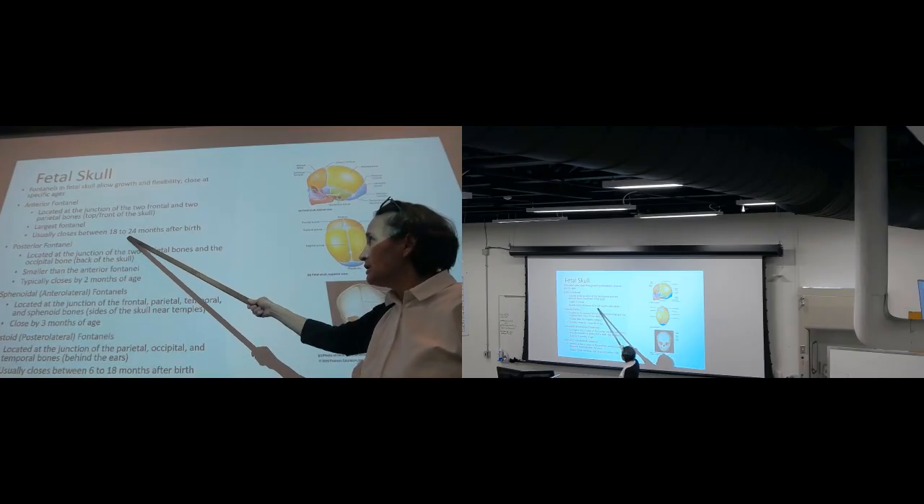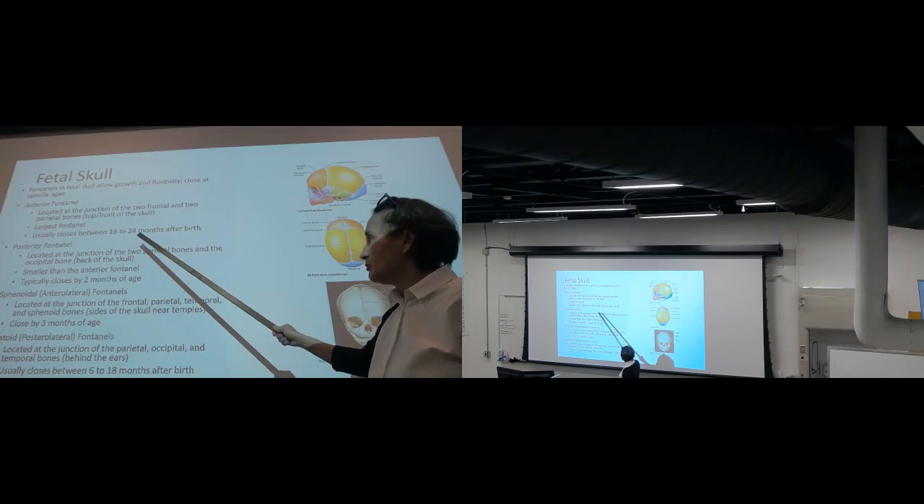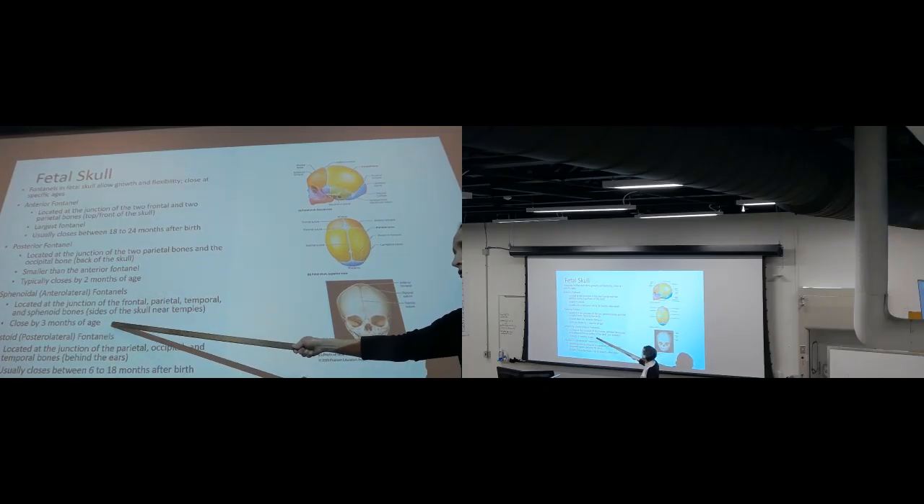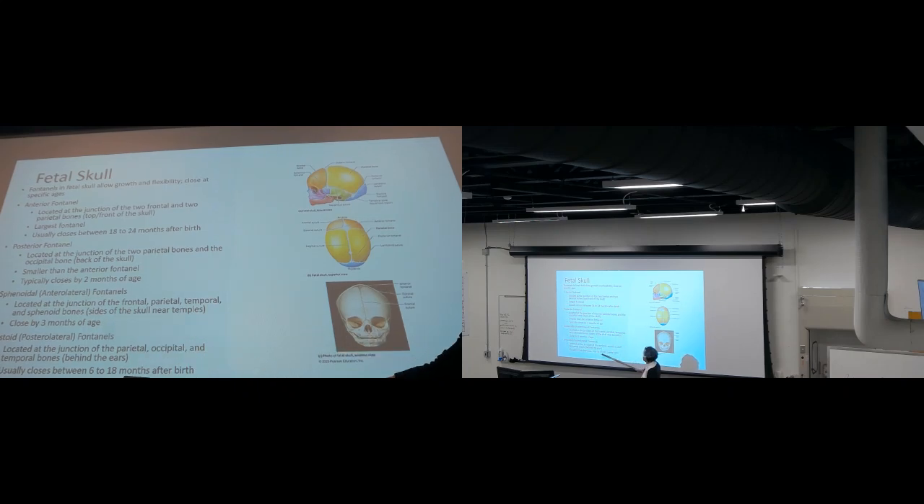Anterior fontanelle closes between 18 to 24 months. Posterior fontanelle at 2 months of age. Sphenoidal at 3 months of age. And then mastoid 6 to 18 months after birth. So then the first one to close is this. The second one that closes is this, the sphenoidal, and then this is the third one to close, and then this is the last, the fourth one to close.